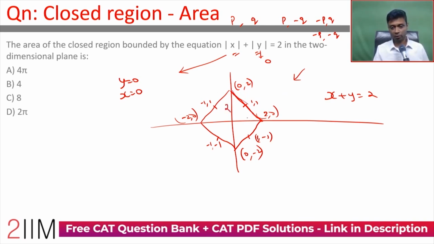This distance is 2. This distance is 2. So this is 2 root 2. Area here is 2 root 2 into 2 root 2. It's a square of side 2 root 2. 2 root 2 times 2 root 2, that is 8 square units.